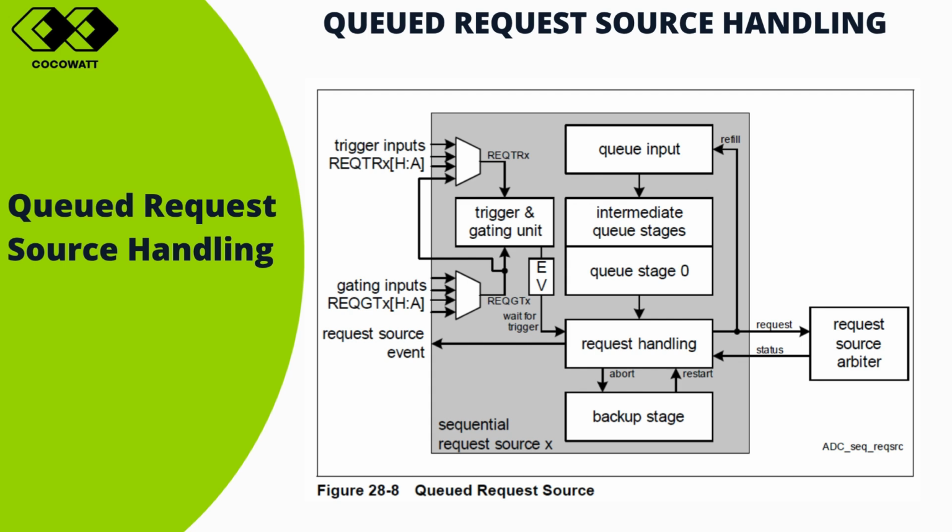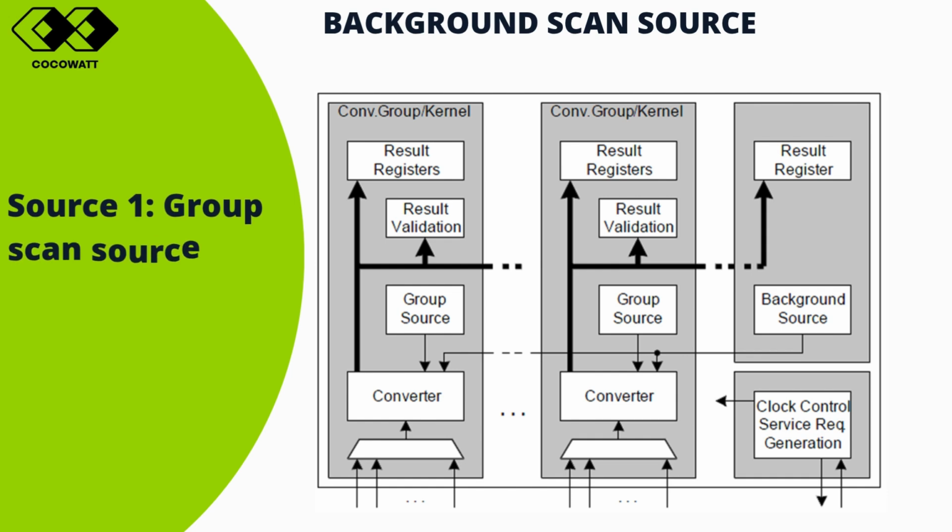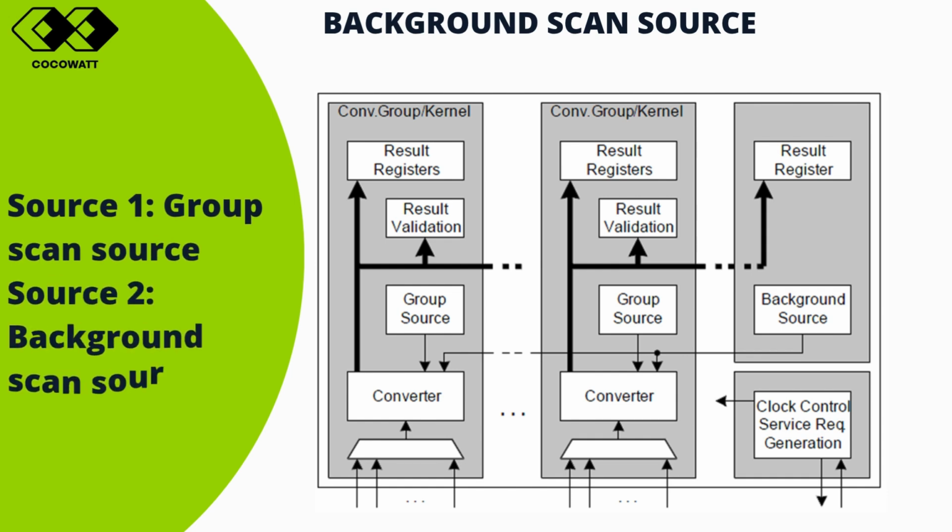When a trigger event happens, it kicks off a queue conversion sequence and the QSRX.EV flag gets set. This flag clears once the corresponding conversion starts or when you manually clear it by setting the QMRX.CEV bit.